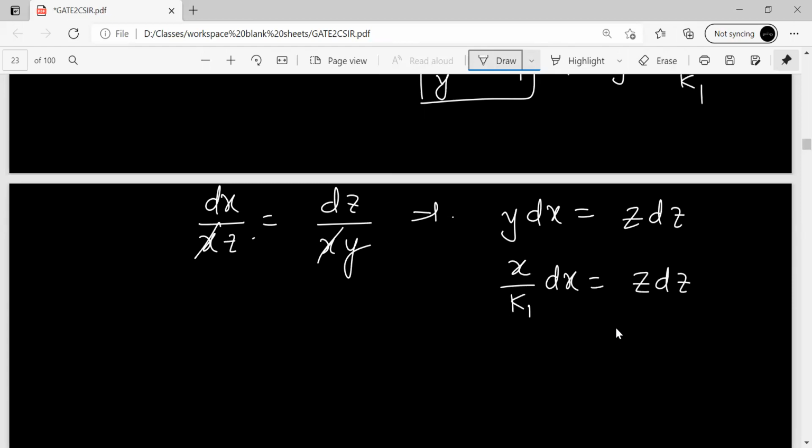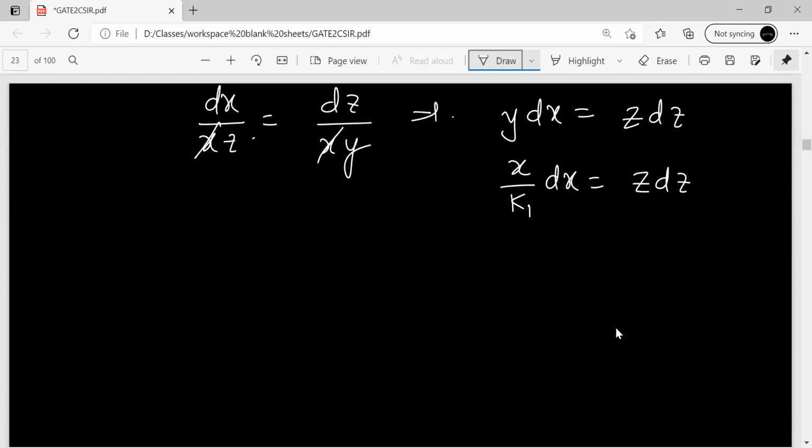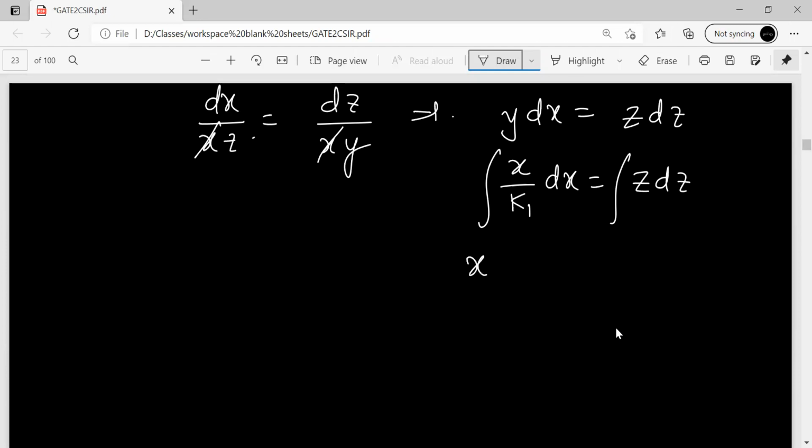Now the variable separable method is completely fine, so you can simply integrate. So it will be x square over 2 times k1 equal to z square over 2 plus c2 over 2. So let's not write down c2, let's write down k2. This entire formula is in k1 and k2.